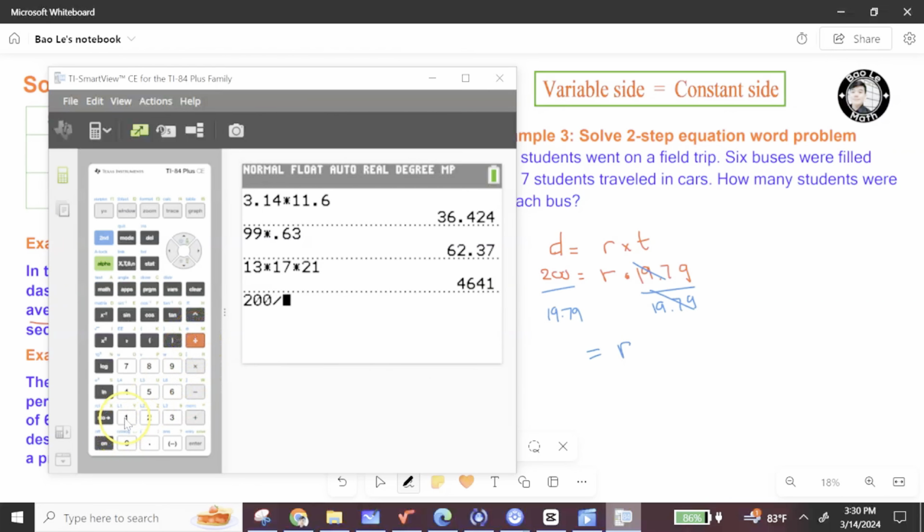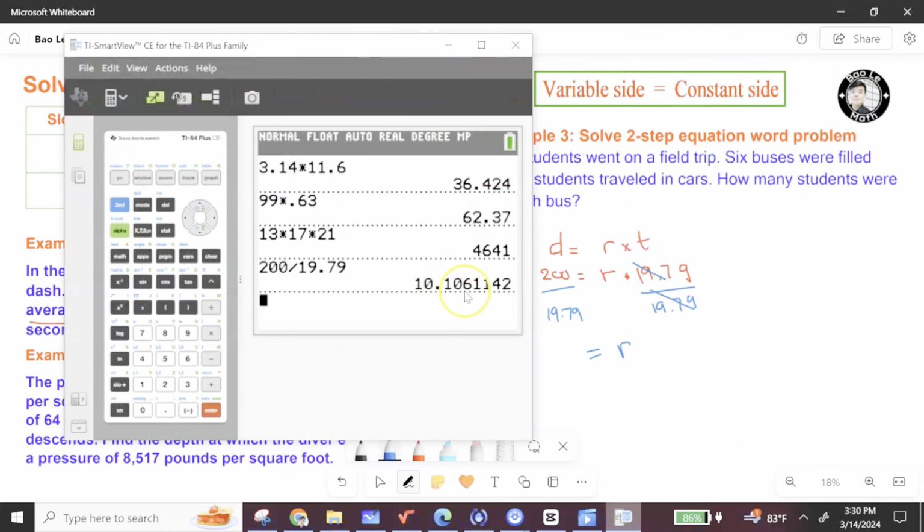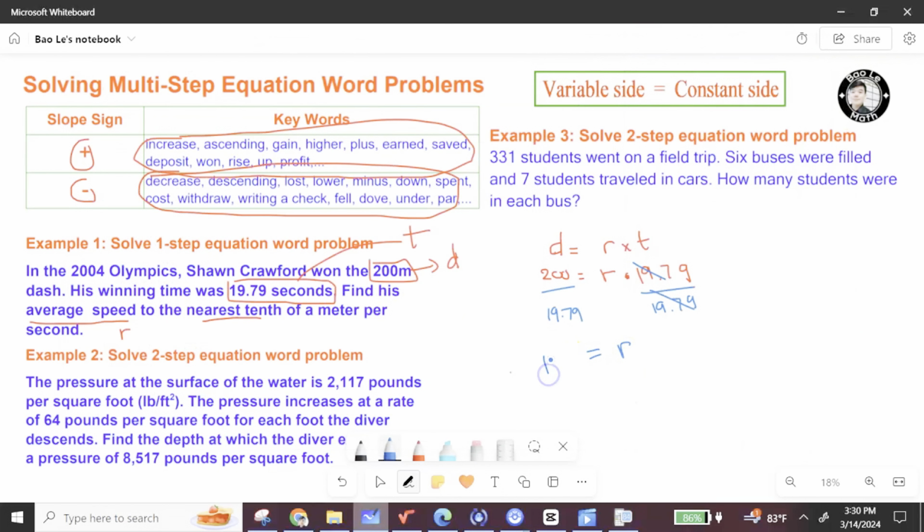200 divided by 19.79 is going to be 10.1. Now, since you need to round to the nearest tenth, it should be 10.1. So R equals 10.1 meters per second. This is the answer.